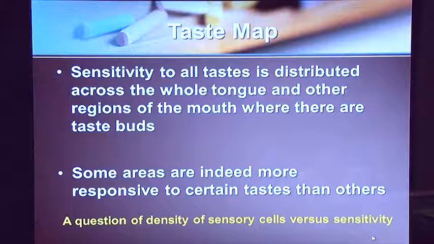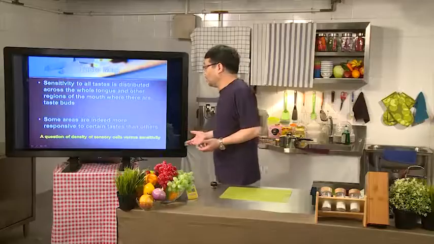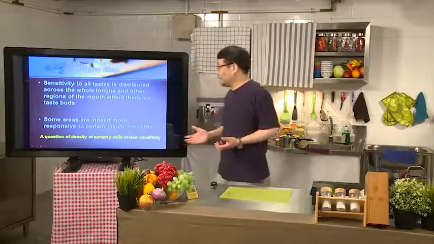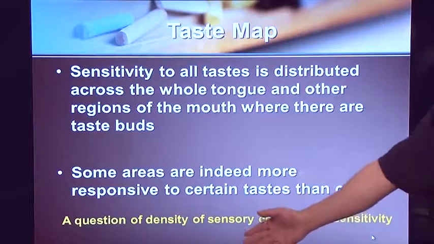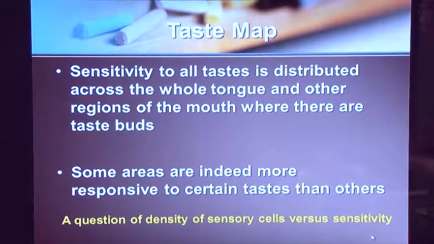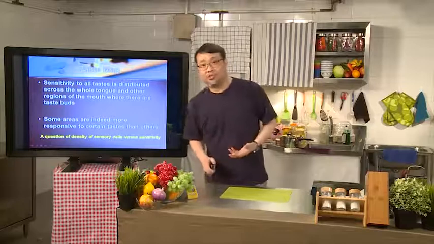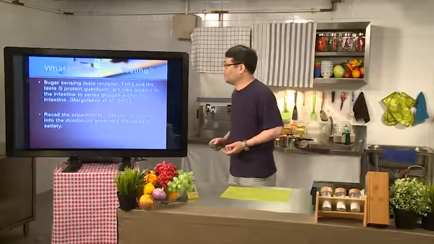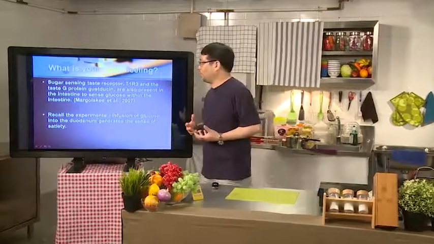Now, this tells you that the taste map, again, varies. If you look at the sensitivity of our tongue to all the tastes, they are distributed across the entire tongue in different regions. So what we need to consider is that when we say we are sensitive to a particular taste, we need to question whether it is because of the density of the papillae, the density of the sensory cells, and also how the sensitivity is related to the number and amount of receptors available in that particular region.